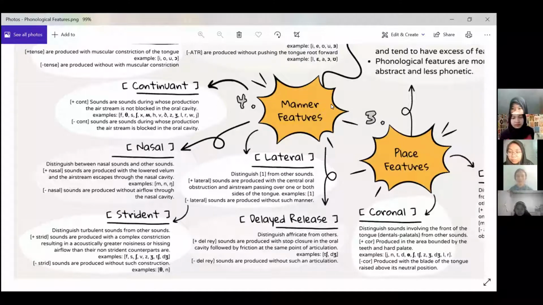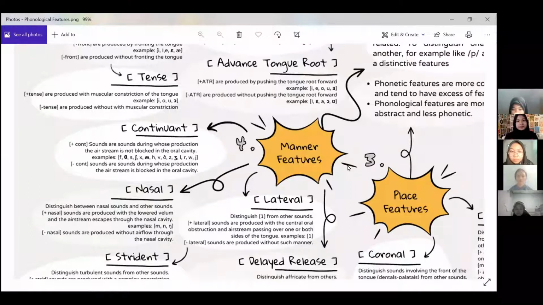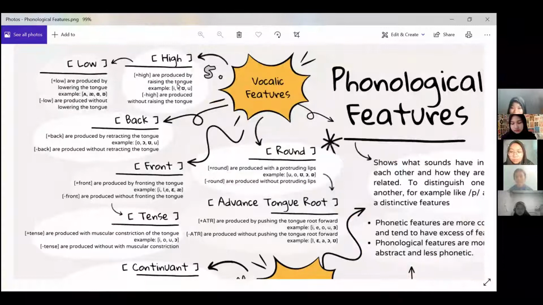Next, after the manner features, we have vocalic features. First, in number one, we have high. This feature is to distinguish high sounds from other sounds. Positive high sounds are produced by raising the body of the tongue above the level that it occupies in the neutral position. The example is E in the word sit. And negative high sounds are produced without such a raising of the tongue body. And the rest will be explained by my friend.